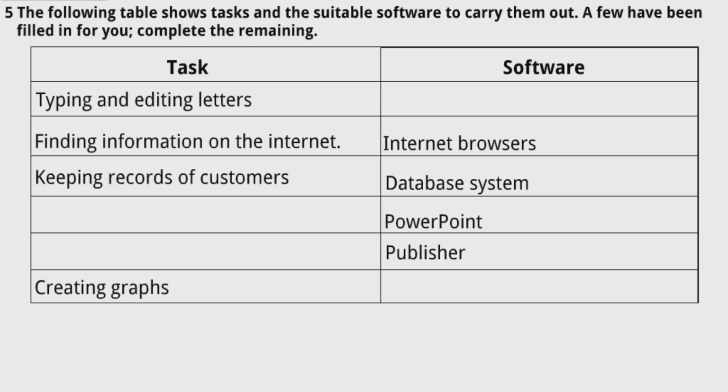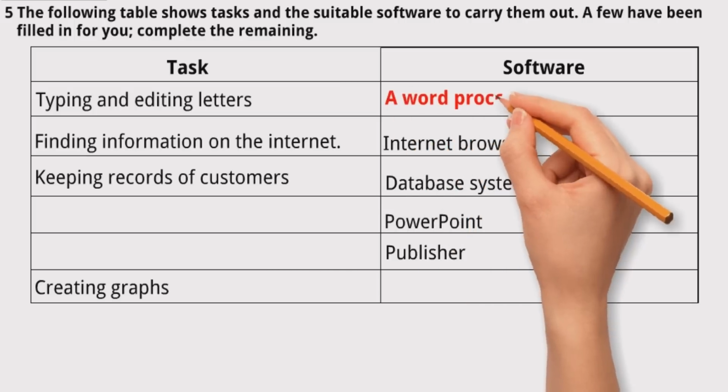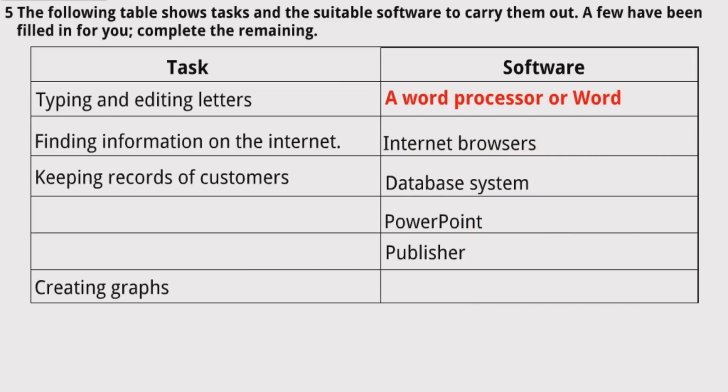When you're performing a task, you tell us the software you're going to use. So when we are typing and editing letters, what software are we going to use? We're going to use word processor. You can also write Word. Both answers will give you 1 mark.